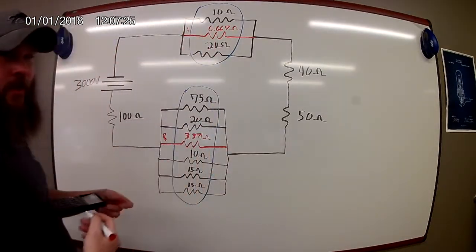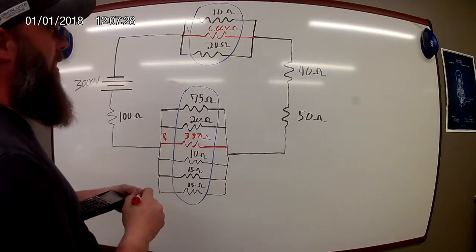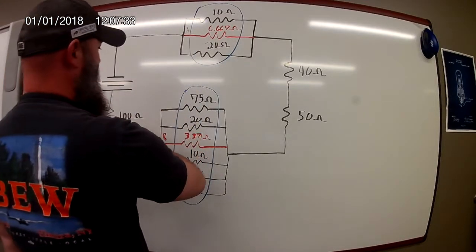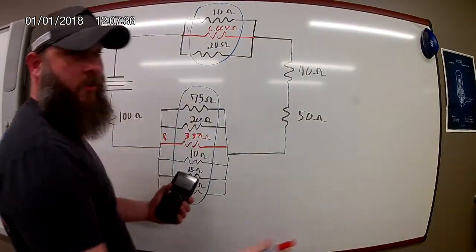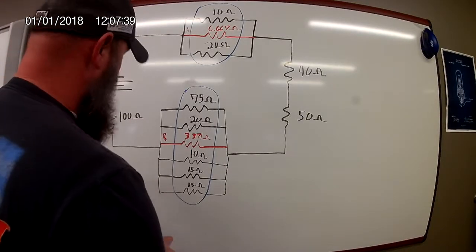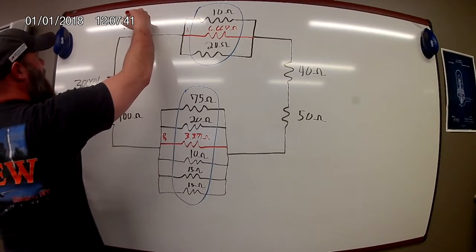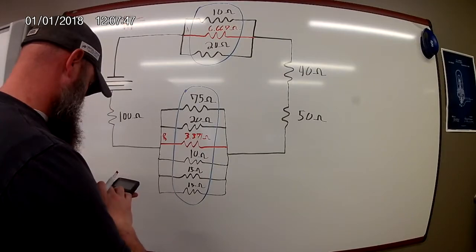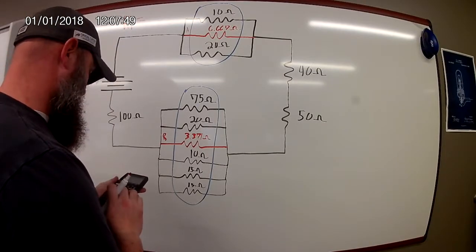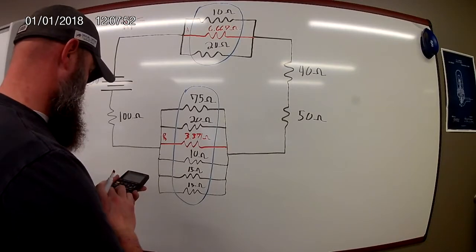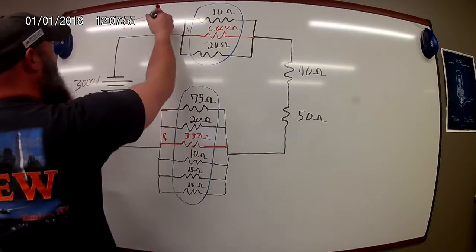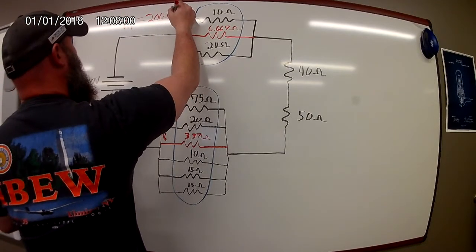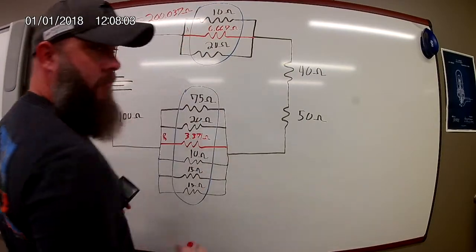I'm putting letters next to them because I'm storing the whole numbers in my calculator, which is something you should try to get into the habit of doing. So now, ignoring this and this part up here, we have 1, 2, 3, 4, 5 resistors just in series. So now we can solve for our RT. That comes out to be 200.037 ohms.